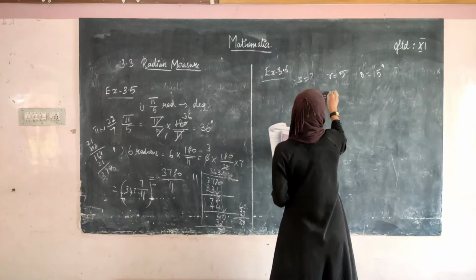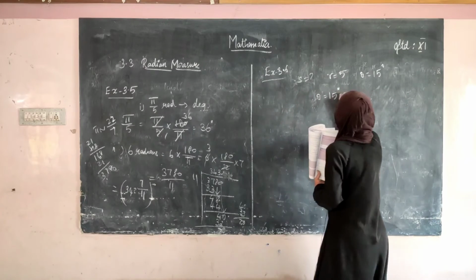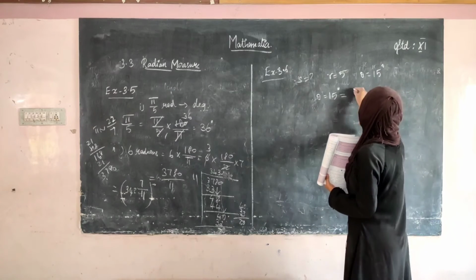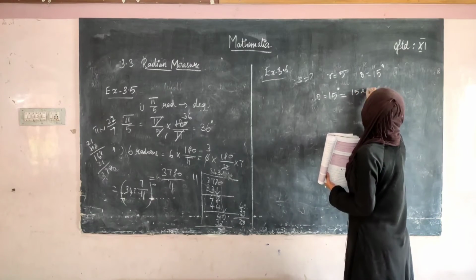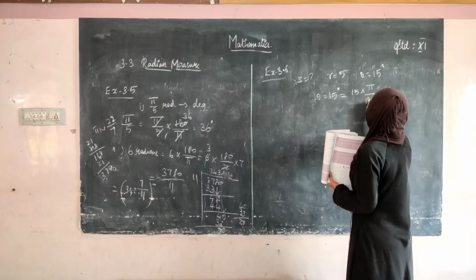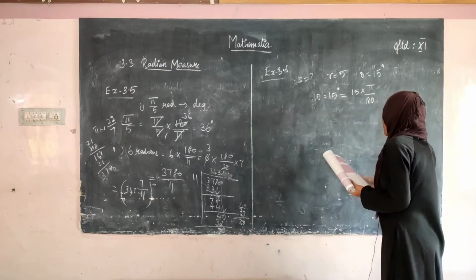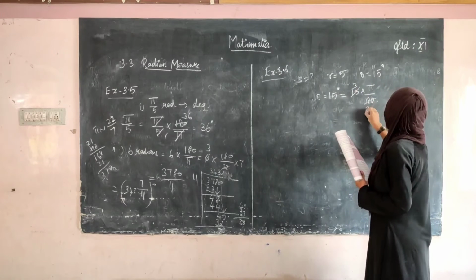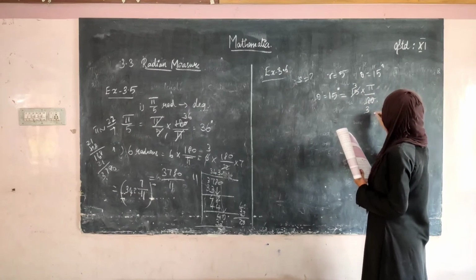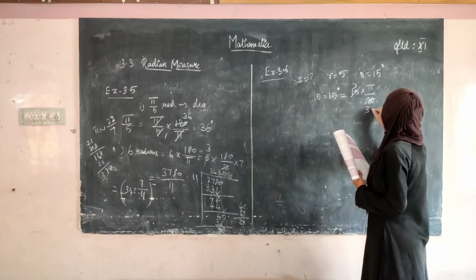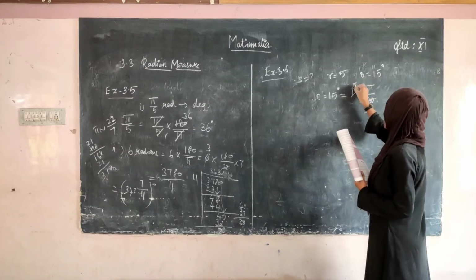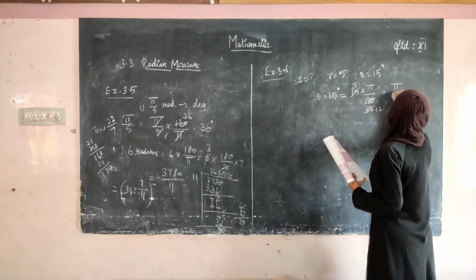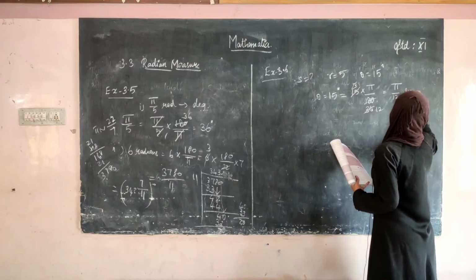So, theta is equal to 15 degrees. Degree to radian means 15 into pi by 180, which is equal to pi by 12 radians.